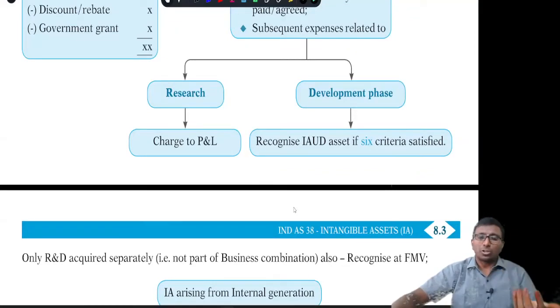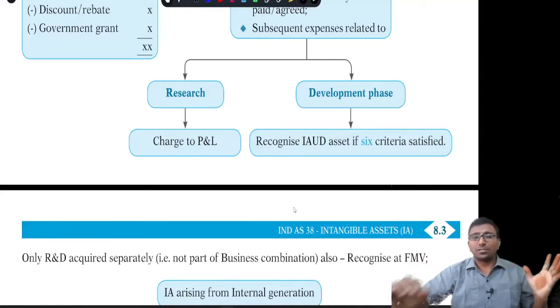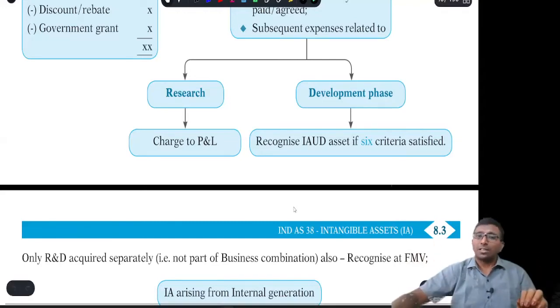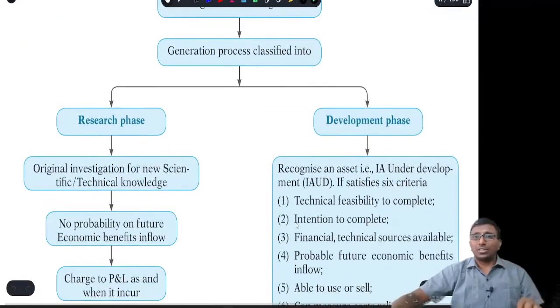And the last one is self construction, the self generation of an intangible asset. Then we divide this into two phases: one is the research phase, the next one is the development phase. What is this self generation?